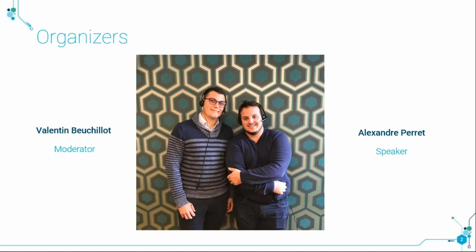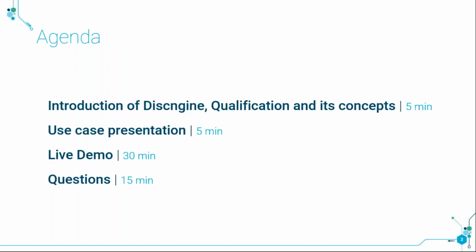Before we start, let me share with you a quick agenda. First, we'll start with a short introduction of Discngine, the application called Qualification and its concepts. Then we'll go over the use case presentation we chose for this live demo, followed by a live demo made by Alex using the application Qualification. At the end of the session, we'll have a short Q&A session where you can ask your questions. And before this starts, we'll have a short question for you. So please stay with us until the end.